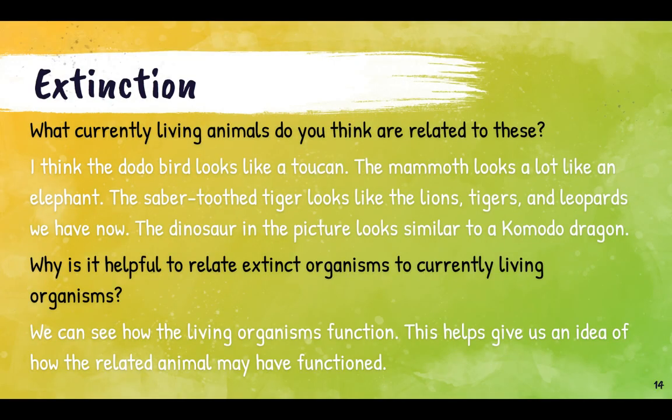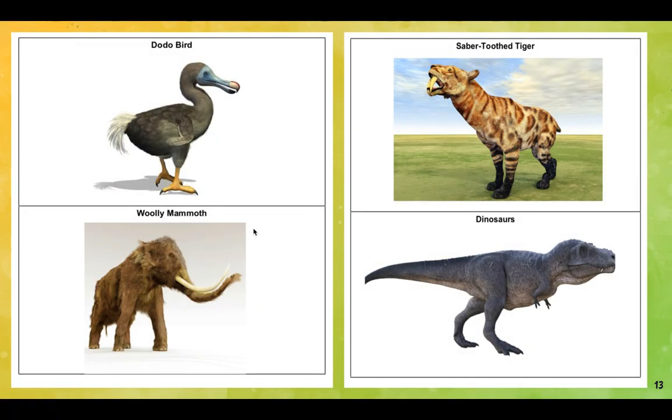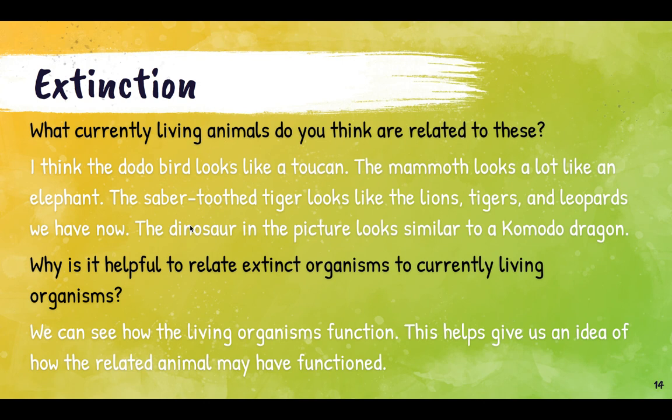So, what's important about all of these animals on this screen, each one of them, is that they're extinct. So, I want you to think about what currently living animals do you think are related to these, right? So, I think that the dodo bird kind of looks like a toucan. The mammoth looks a lot like an elephant. You guys know that was one of the first ones to pop into my mind. The saber-toothed tiger looks like lions, tigers, and leopards that we have now.